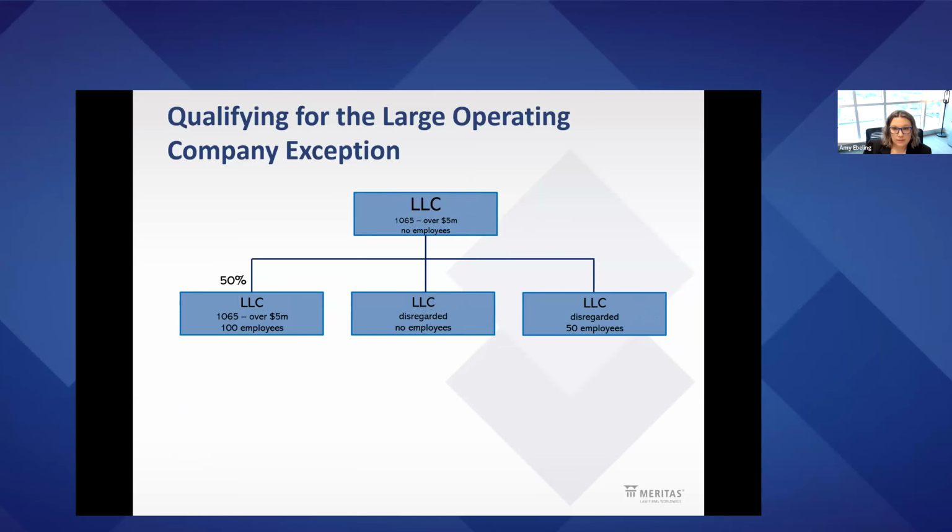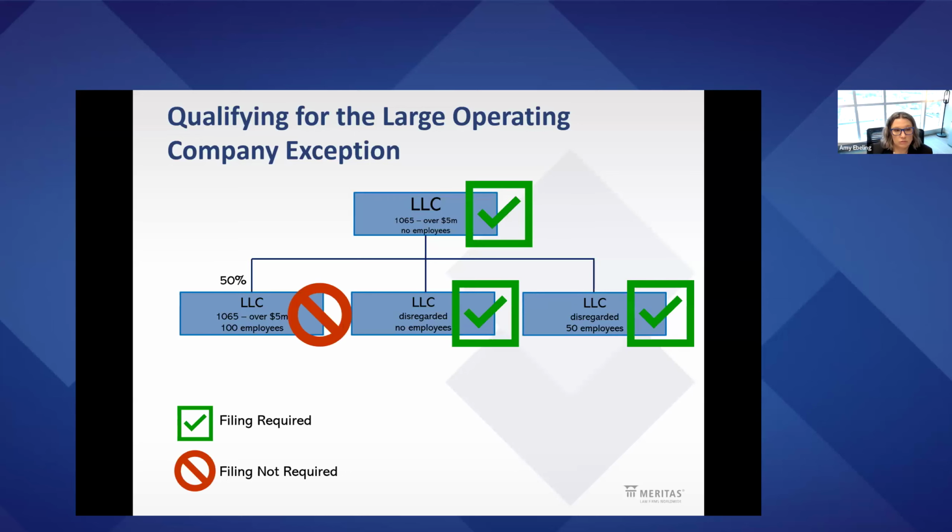All right, my final example, to demonstrate that it's not an all or nothing situation. Here the parent is an LLC taxed as a partnership, with over $5 million in gross proceeds, but no employees. It owns 3 entities. The one on the left is only owned 50%, so there must be another owner. This is taxed as a partnership. It is not disregarded, so it files its own tax return, has over $5 million in gross proceeds, and has 100 employees. The other two entities are similar to what we've looked at already. They're disregarded. They do not file their own income tax return. It's filed at the parent level, and some of them have employees and some of them do not.